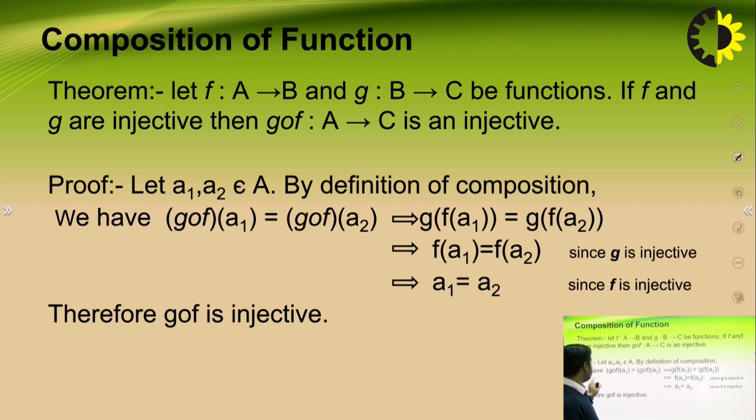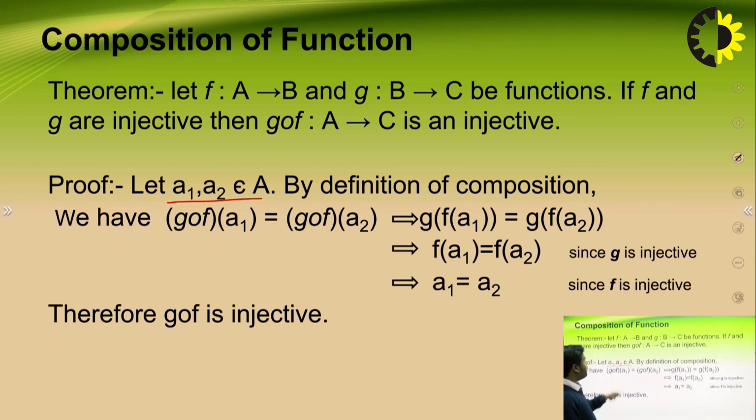Okay, so through the writing method, I have proved it. In the next slide I will solve it by the diagram also. You can easily understand how we have to find that A to C is injective. We are given function f from A to B and function g from B to C. So we are assuming a1 and a2 belong to A.